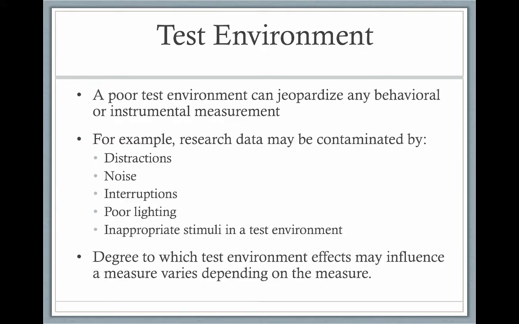A poor test environment can jeopardize any behavioral or instrumental measurement. For example, research data may be contaminated by distractions, noise, interruptions, poor lighting, inappropriate stimuli in a test environment. The degree to which test environment's effects may influence a measure varies depending on the measure. Test environment is very important.